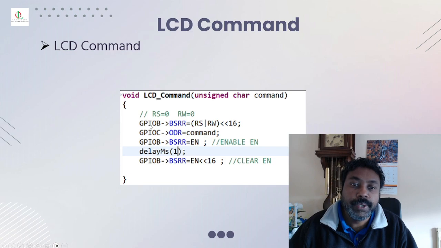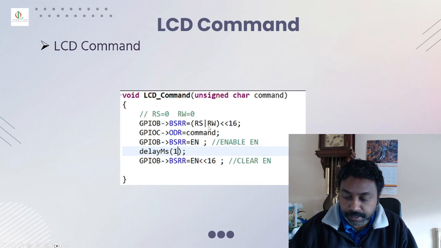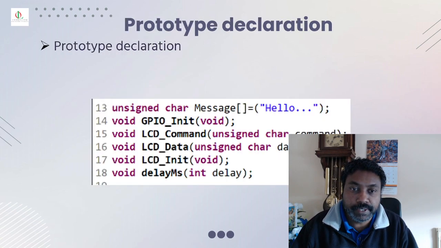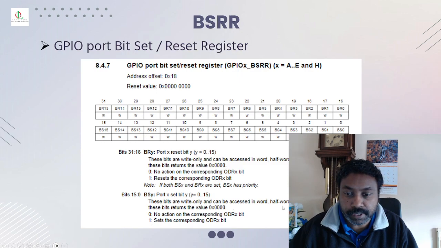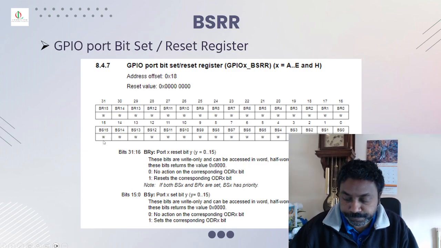So you're going to set the BSRR. Read/write and register select, you need to shift left 16 times. So this one you need to connect to BS15, so you need to shift 15 times to use this port B15. These bits are write only and can be accessed in word. So 1 sets the corresponding output data register bit. That's why you need to set this bit as 1.